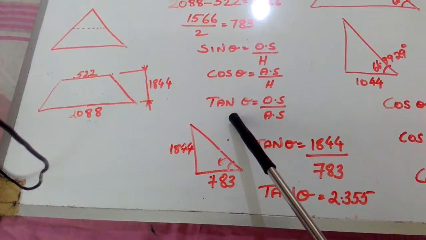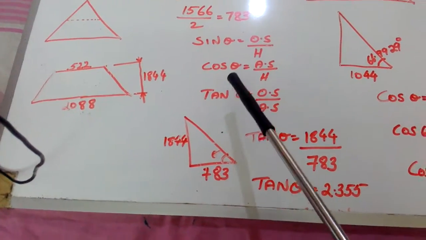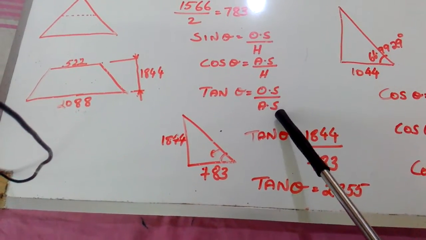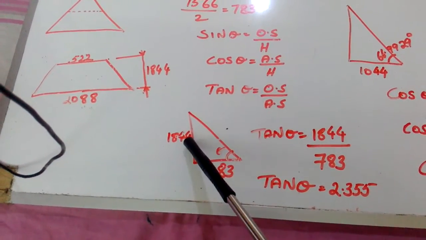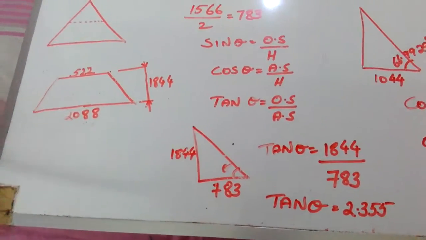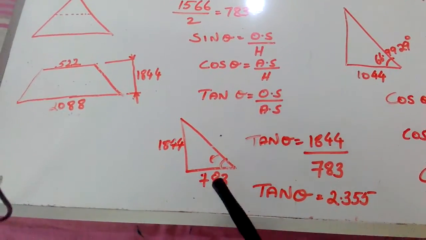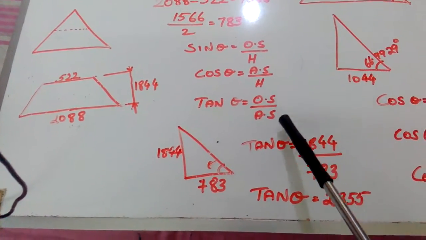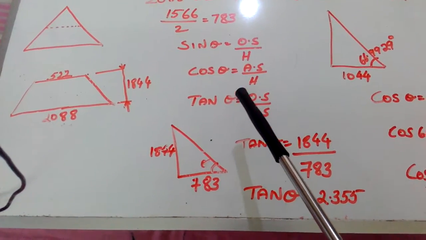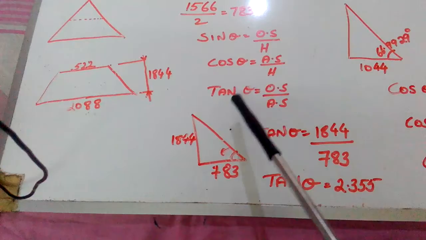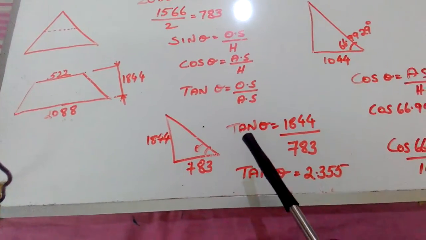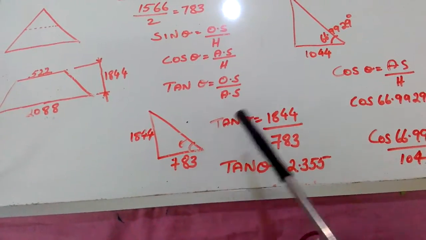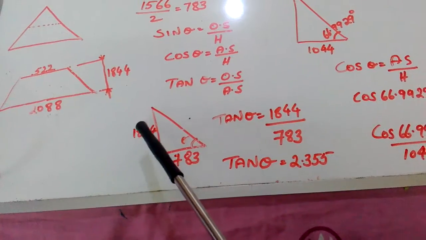But if we use tan theta, we can find this degree, because in tan theta only theta is unknown. The others are the opposite side divided by the adjacent side. The opposite side is here, 1844, and the adjacent side is 783. So we can use the formula tan theta is equal to the opposite side divided by the adjacent side. So tan theta is equal to the opposite side, 1844.